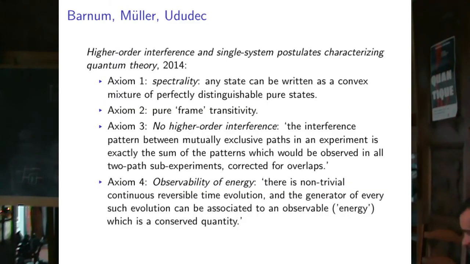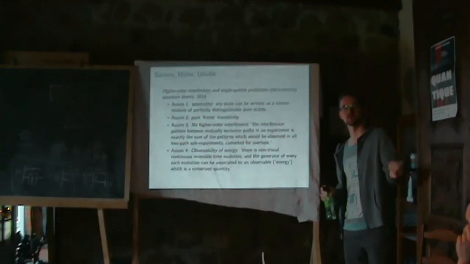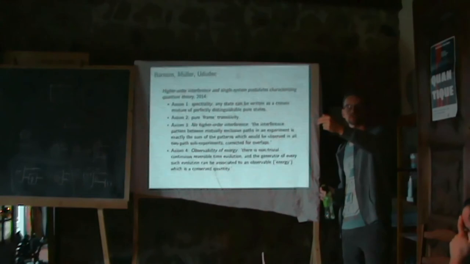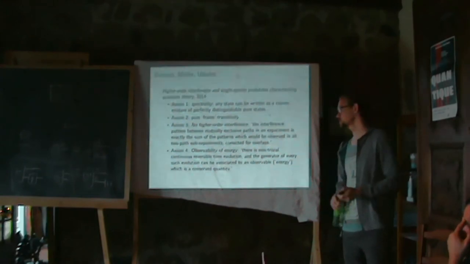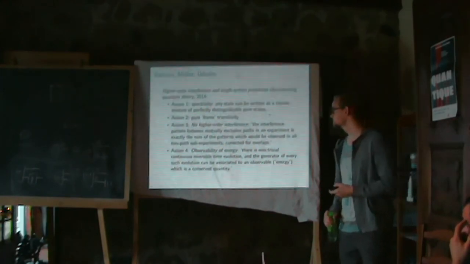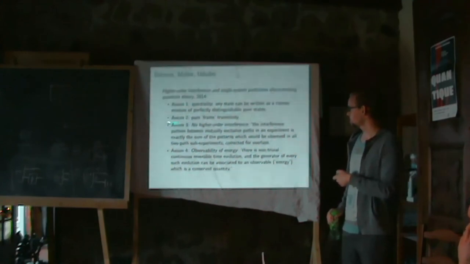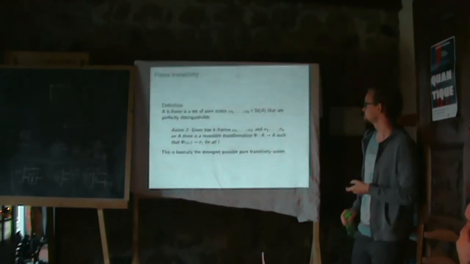And the last axiom is an interesting one. It's observability of energy, and it states that I have a correspondence between the dynamics of my theory and the observables of my theory. If you think about quantum theory, you have self-adjoint operators, and those generate your unitaries, right? In this sort of one-to-one manner. So they state that you must have something like this. Okay, so I'm going to say a bit more about axiom 2 and axiom 4.